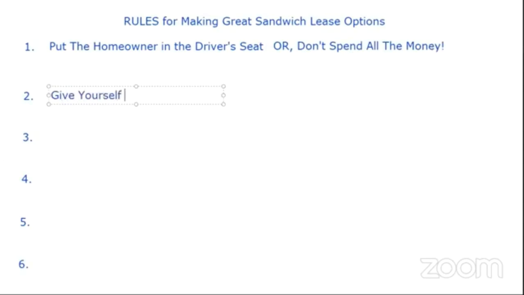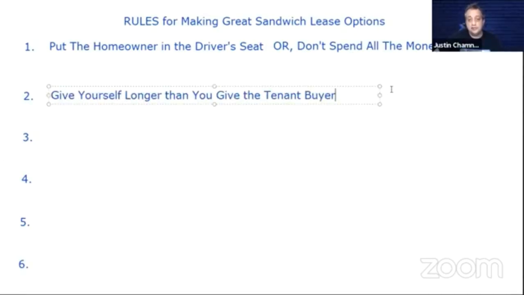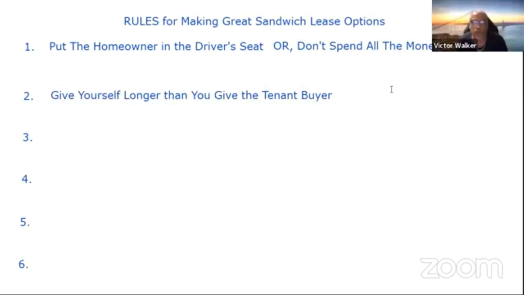Give yourself longer than you give the tenant buyer. What do I mean, guys? You create a contract for, say, 36 months, an agreement with the seller for 36 months, but you only give the tenant buyer 24 months. What would even be better is if I had a 36-month contract with the homeowner, but then I gave the tenant buyer 18. Now, if he moves out at the 12-month or 13th-month mark, I really have time to do this all over again, don't I?